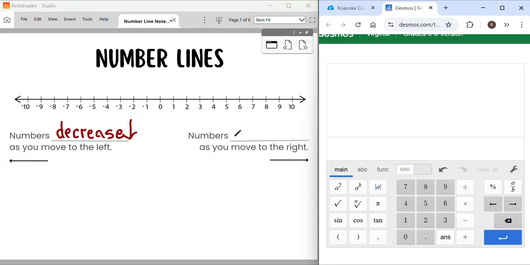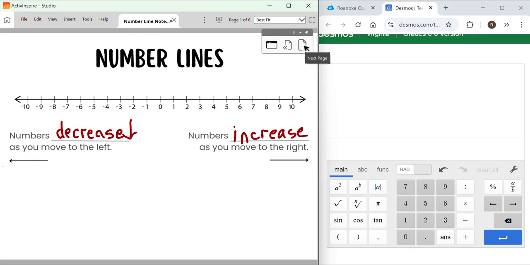Numbers increase as they go to the right. So let's start at 0 again. We're going to go to the right 1. They're going to increase 2, 3, 4. Notice that that's an opposite relationship. When you're moving right, you're adding 1. When you're moving left, you're subtracting 1. Okay, so make sure to realize that's what's happening.